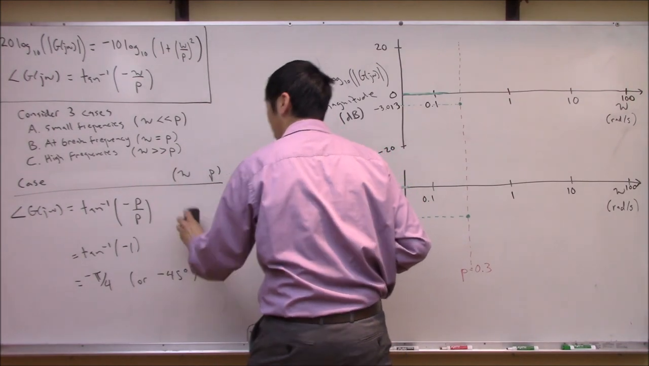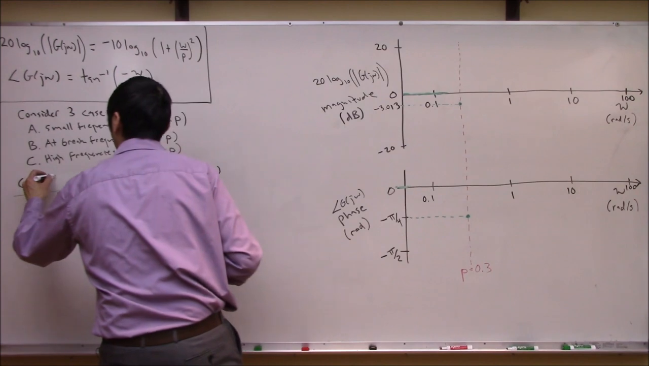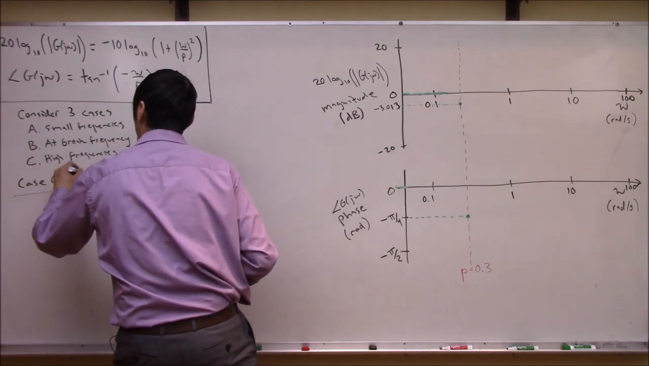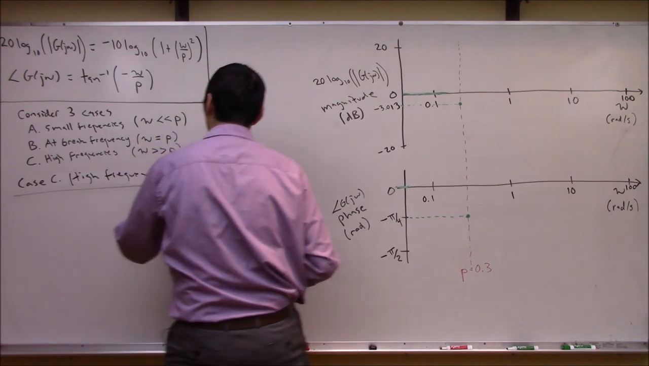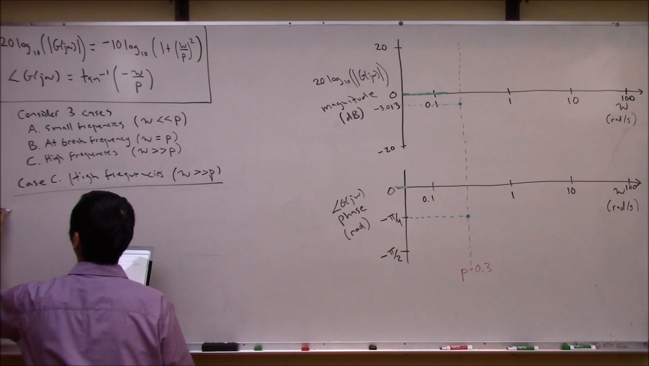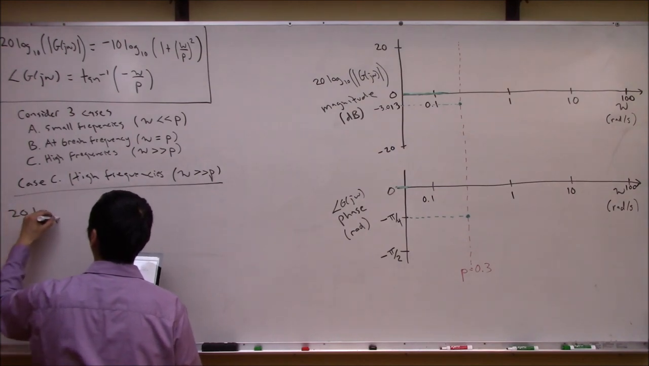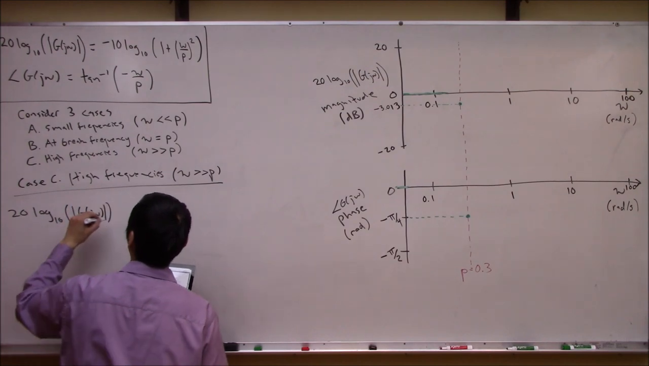Okay, case C was this last one. It's the high frequency situation, meaning your omega is much greater than p here. So again, let's do our analysis. I think you're getting the pattern here, right? I will still want the magnitude of the system in decibels here.